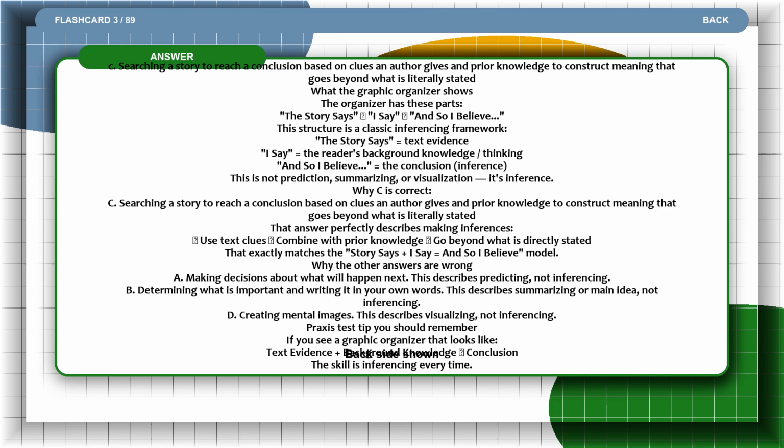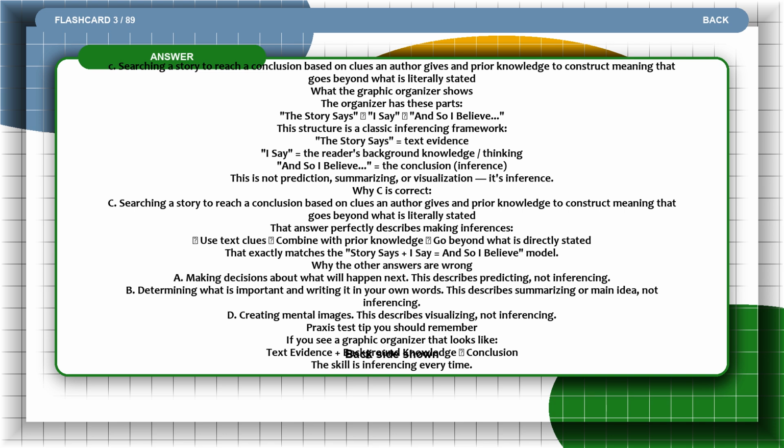The answer is C. Searching a story to reach a conclusion based on clues an author gives and prior knowledge to construct meaning that goes beyond what is literally stated. What the graphic organizer shows: the parts are the story says → I say → and so I believe. This structure is a classic inferencing framework. The story says equals text evidence, I say equals the reader's background knowledge and thinking, and so I believe equals the conclusion, the inference. This is not prediction, summarizing, or visualization, it's inference.